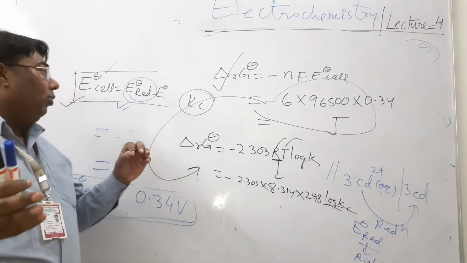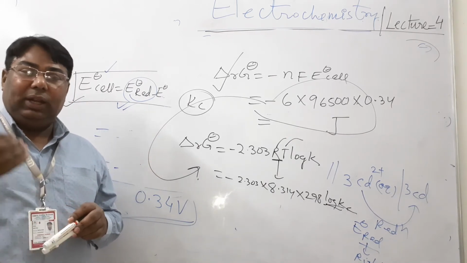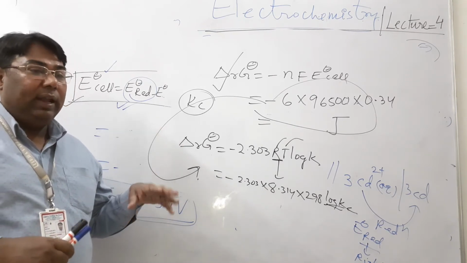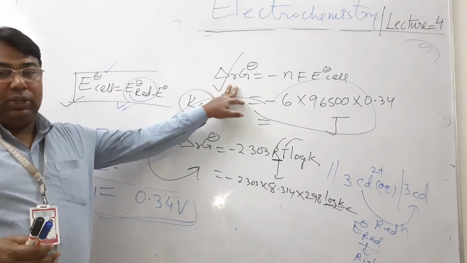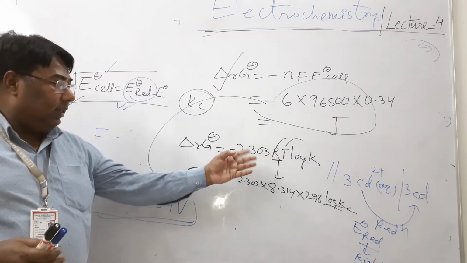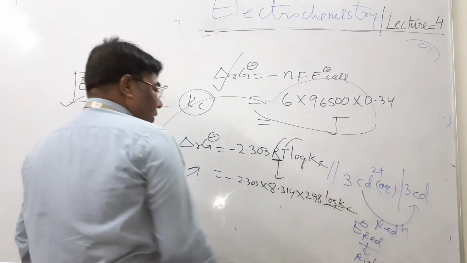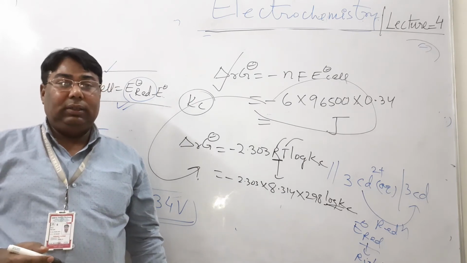the equation or formula, which is E naught cell is equal to E naught red minus E naught ox, and then you find out E naught cell. After computing E naught cell you easily find out del G naught, the Gibbs free energy, and then you find out the value of Kc. So hoping that all of you understand in a very good manner. Okay.